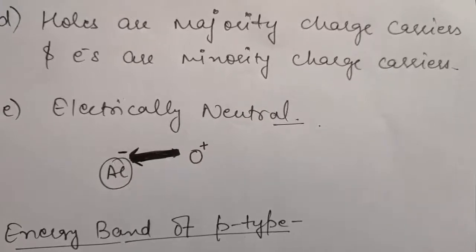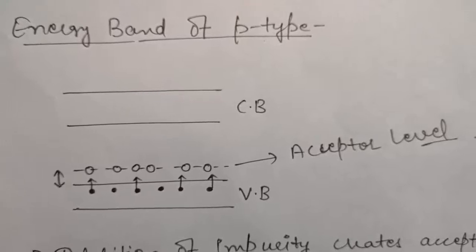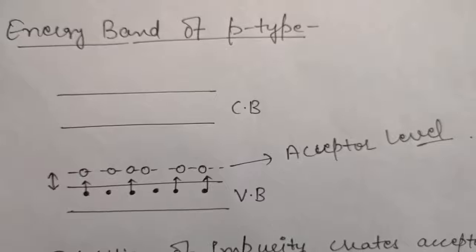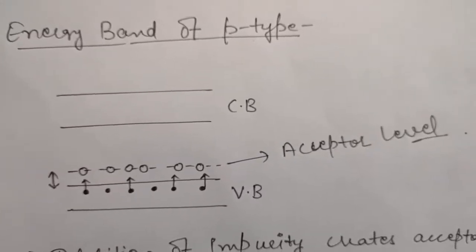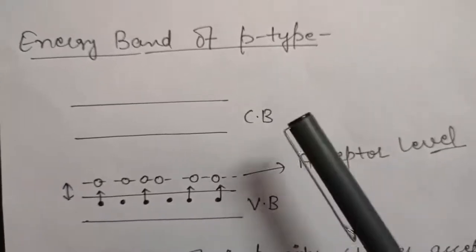Okay. Now if we talk about the energy band of P-type, see, in this what will happen, as in N-type a donor level was created, but in P-type an acceptor level will be created. So this is your valence band in which electrons are present, and this is your conduction band.